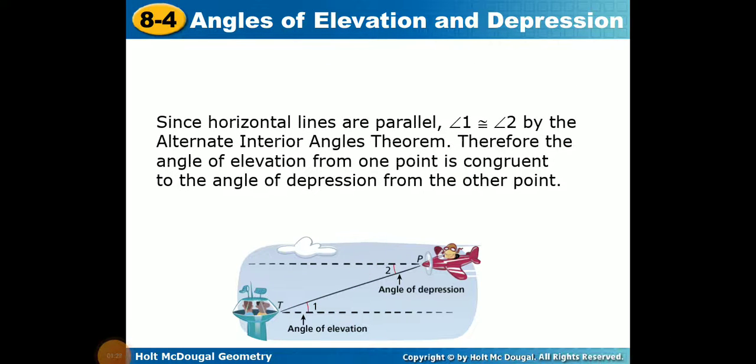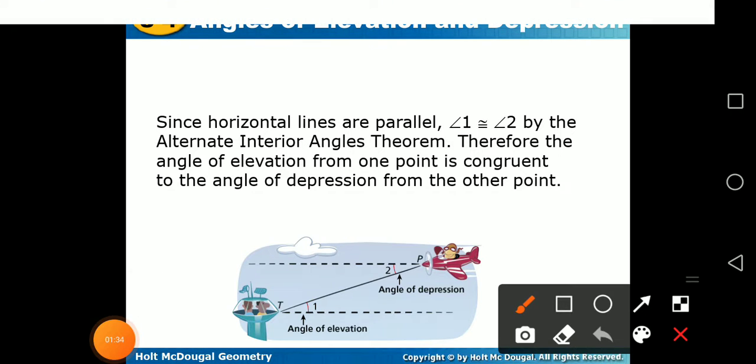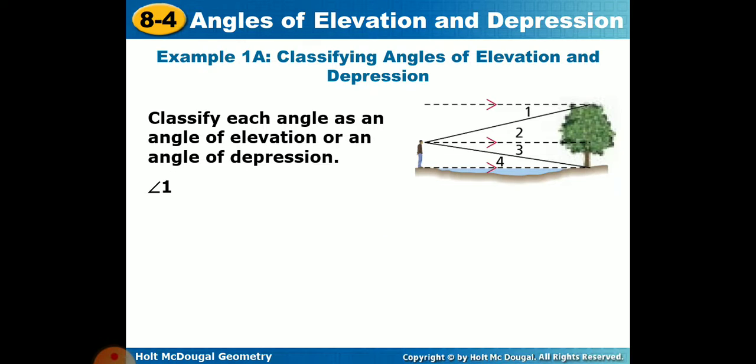Let's complete. Measure of angle 1 is congruent to measure of angle 2 by the alternate interior angles theorem. Remember that? So the angle of elevation from one point is congruent to the angle of depression from the other point. We know this from the previous lessons on classifying angles of elevation and depression.